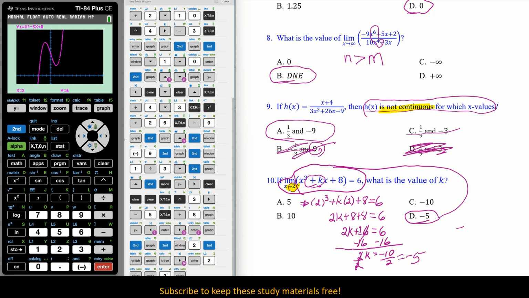2 and 6. Perfect. So we know that if k is -5, this equation at 2 does have the limit, does equal 6, as x approaches 2. Perfect. Okay. All right. That is the last question in this first video.